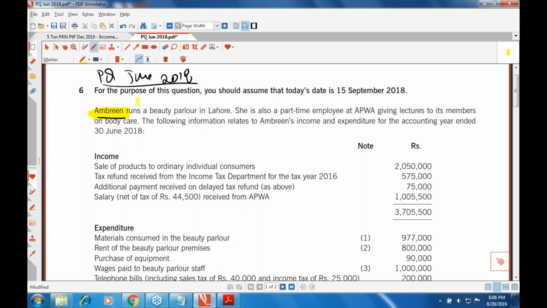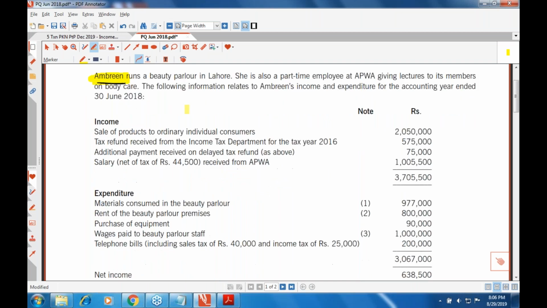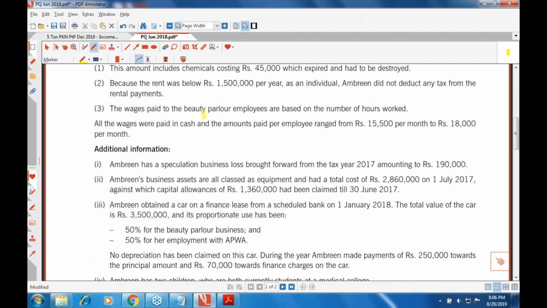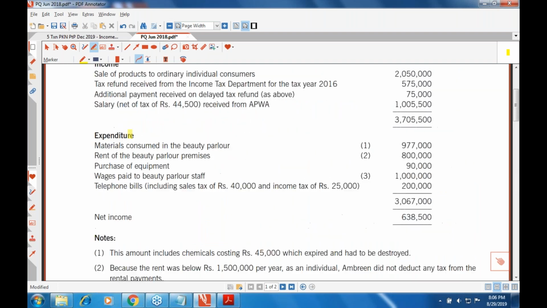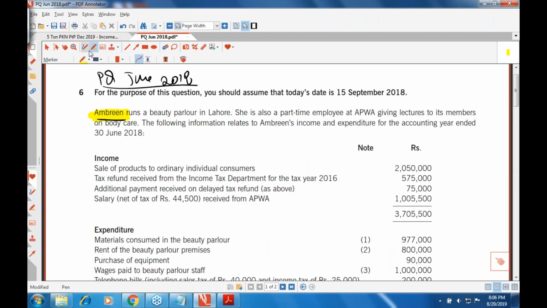So if I talk about the question Ambreen, what exactly does this question cover? The first thing is that it is almost a similar type of question to what we did in yesterday's session. It says compute Ambreen's taxable income for tax year 2018 and tax payable on filing her return of income for that year. Give reasons for the treatment of any items excluded from the taxable income. So this is what we have to do. I would want you to attempt this question, then we'll start discussing. This is included in your handout section. So try to attempt it.